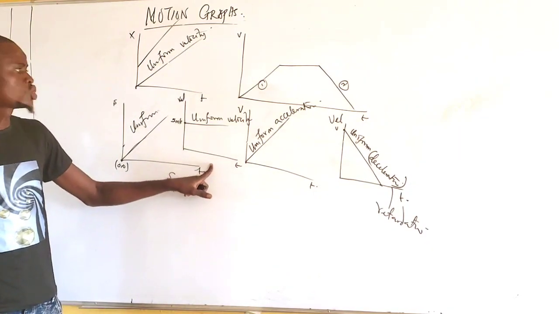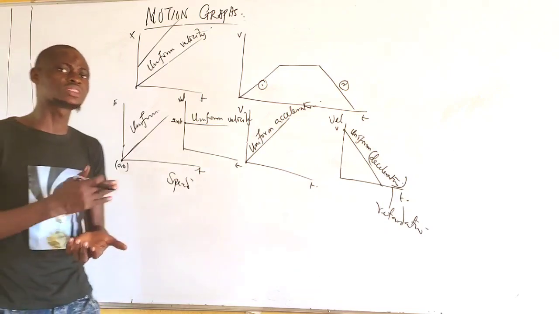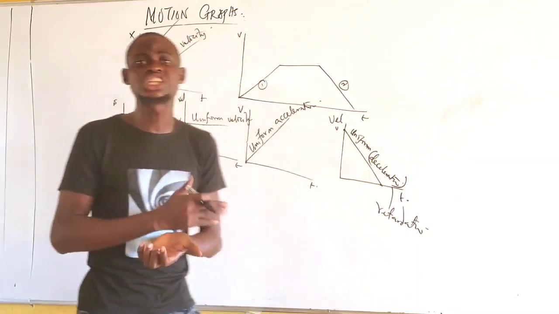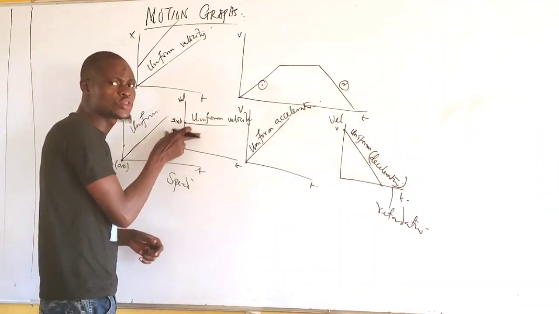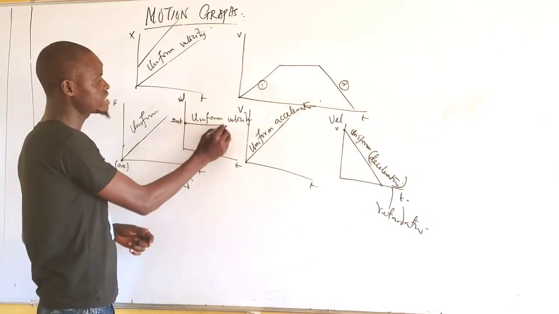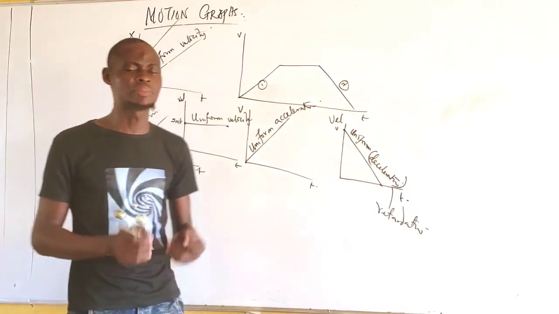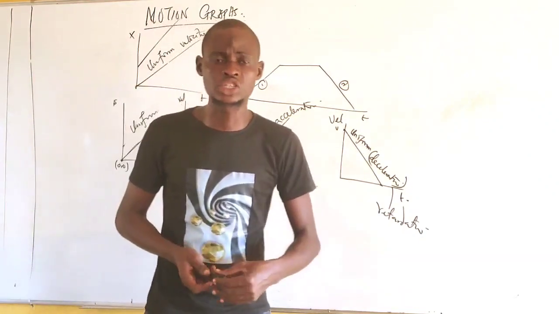Are you getting something now? So uniform velocity is when the velocity stays the same at equal intervals as there is a change in time. That is what we call uniform velocity. So here we are indicating that the body is moving with a uniform velocity. Now take note again. Let me give you this secret. There's one thing I want you to know.